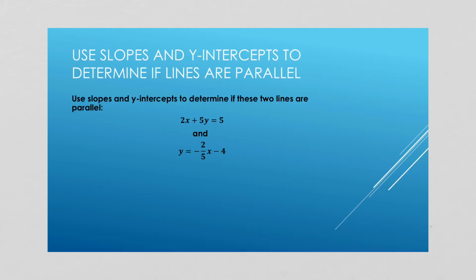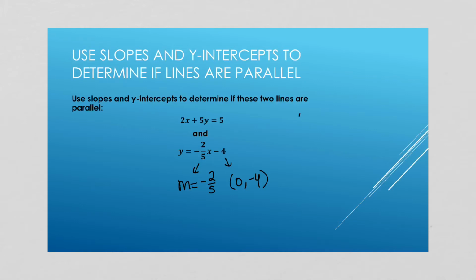All right, so on this one, we're supposed to use the slopes and the y-intercepts to determine if the two lines are parallel. I'm going to start with the bottom one because that's the easier one. This one has a slope of -2/5, and it has a y-intercept of (0, -4). Once again, slope is -2/5, y-intercept is at (0, -4). This one is the one I can't tell, so I'm going to have to turn that into slope-intercept form in order to be able to tell what the slope and the y-intercept is.